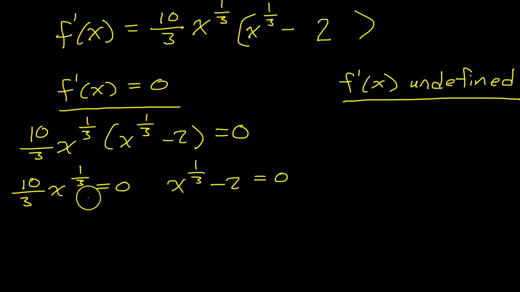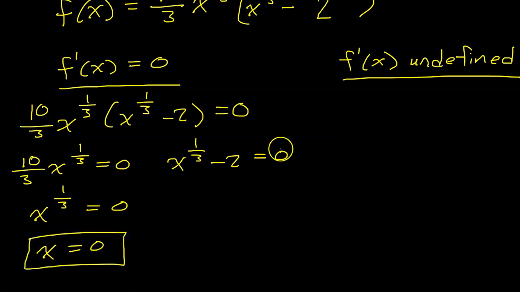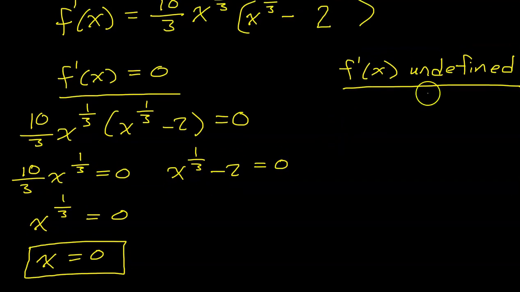So if I divide both sides by 10 thirds, I have x to the 1/3 power is equal to 0. And if I cube both sides, I will have x equals 0. So this is my first critical number. Now, I almost skipped over to the undefined, but I was forgetting about my x to the 1/3 power minus 2 equals 0. Adding 2 to both sides, I get x to the 1/3 power is equal to 2. To get the x by itself, I'm going to cube both sides.